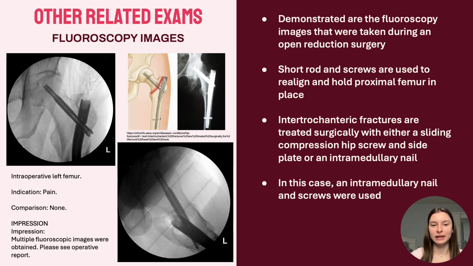So next we have other related exams. So this patient did have fluoroscopy images obtained because they did have surgery on this fracture. So usually a short rod and screws are used to realign and hold the proximal femur in place. Intertrochanteric fractures are treated surgically with either a sliding compression hip screw and side plate or an intramedullary nail. In this case, an intramedullary nail and screws were used.